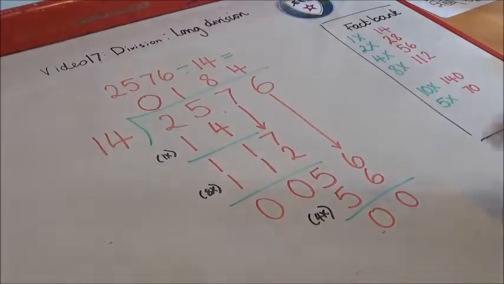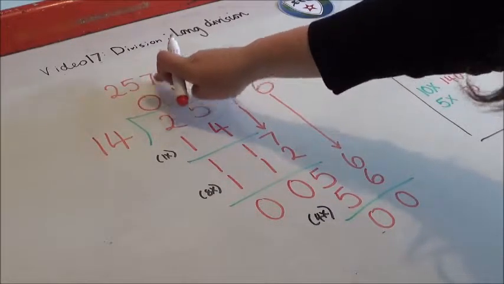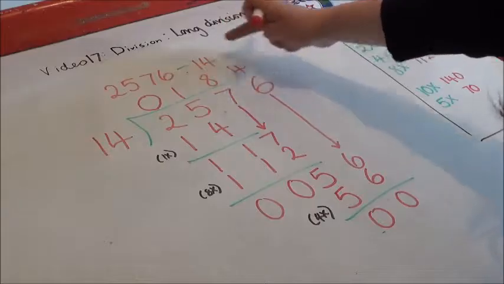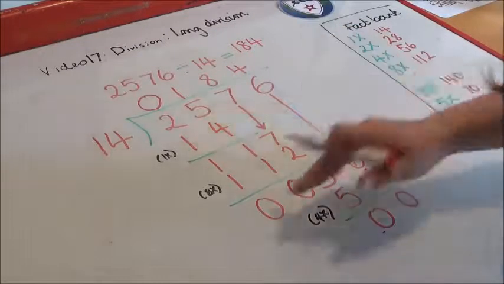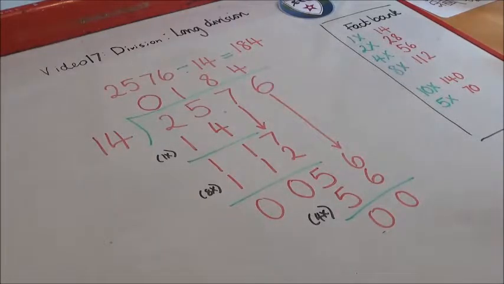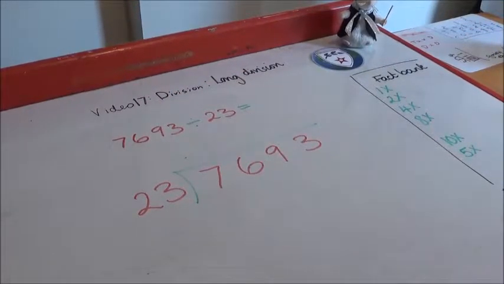So there's my answer. 2,576 divided by 14 is the same as 184, using our long division strategy and our fact bank to help us. Let's have a look at this example.